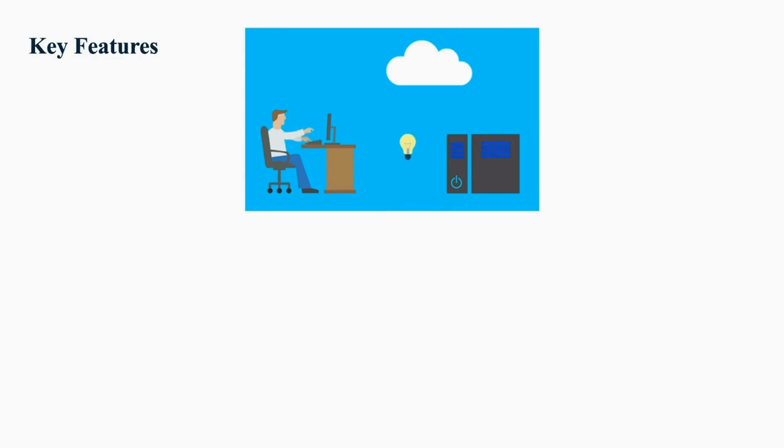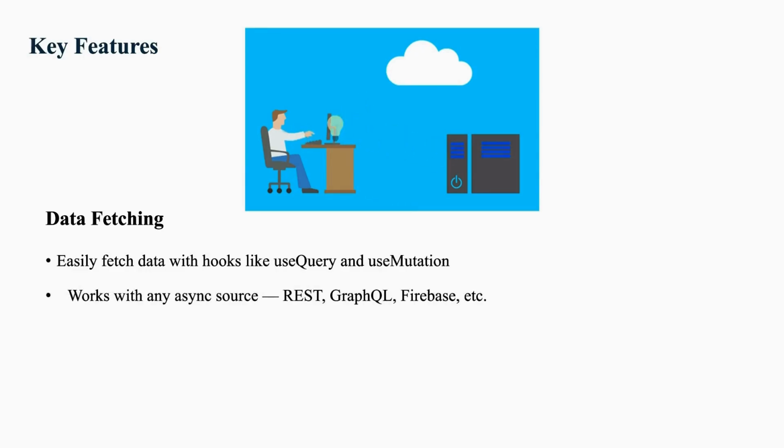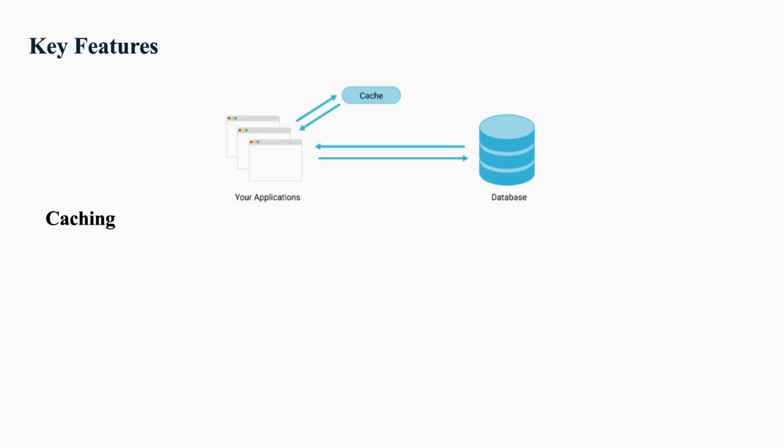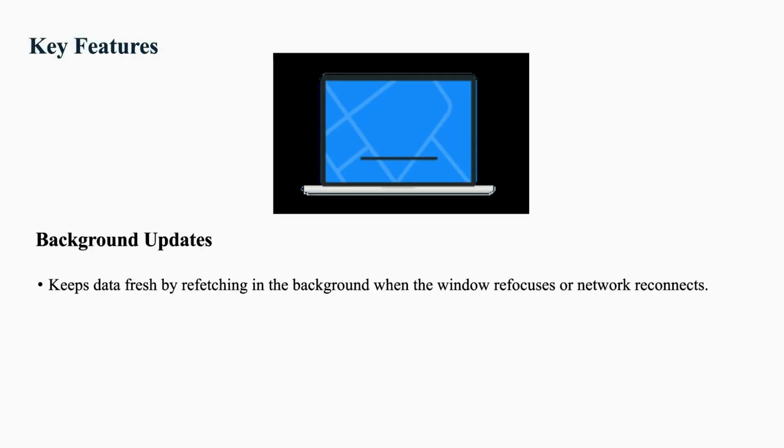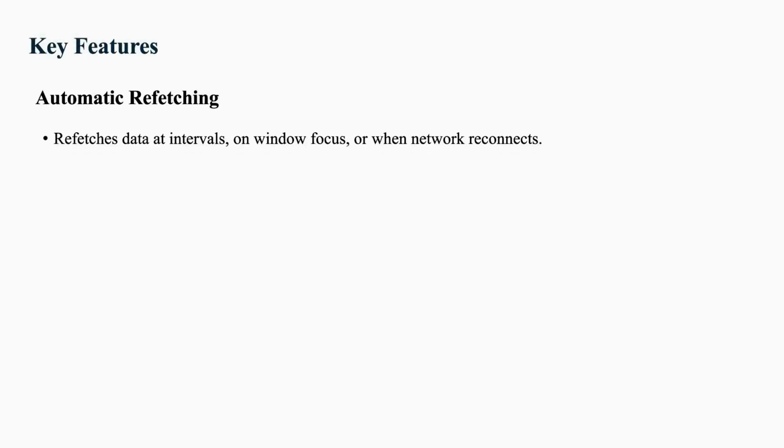So let's have a quick glance at what we have covered related to key features, like the API call, easily fetching data with hooks like useQuery and useMutation, working with any async source. And then about the caching, and later on the background fetching, updating the UI instantly, refetching data at intervals, on window focus, or when the network reconnects.